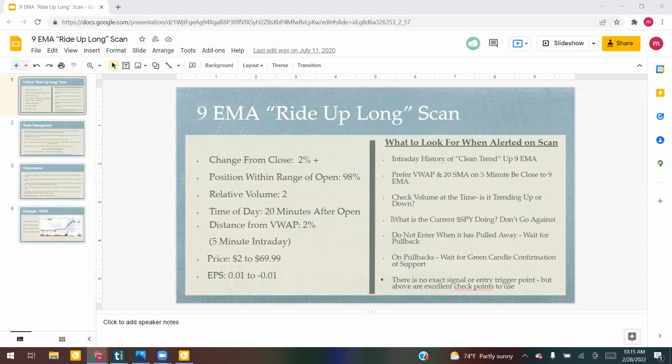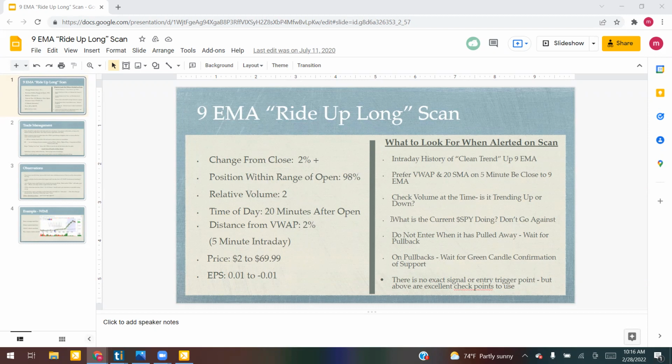Moving averages don't have a history of buying and selling taking place exactly at them, because they're moving averages. They move. They're not like certain points on a chart where buying and selling has taken place previously. So there is no exact trigger point.